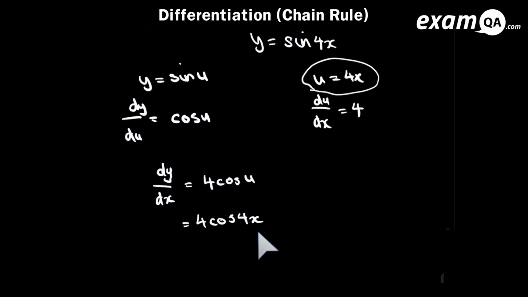Now, a lot of you could do that differentiation without actually using the chain rule and showing it like this. You need not show all of this working out. You can go straight to the answer. The only time you're going to show all your working out is if the question says show using the chain rule, then you want to show this whole process. Otherwise, you can go from y equals sine 4x straight to dy dx equals 4 cos 4x.